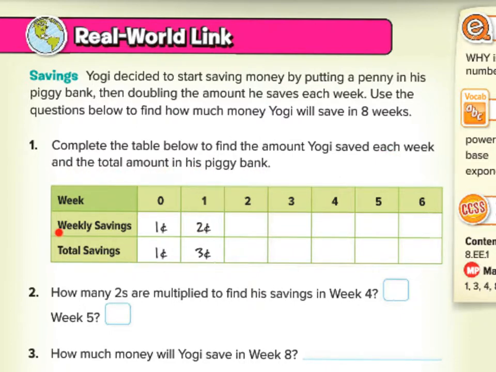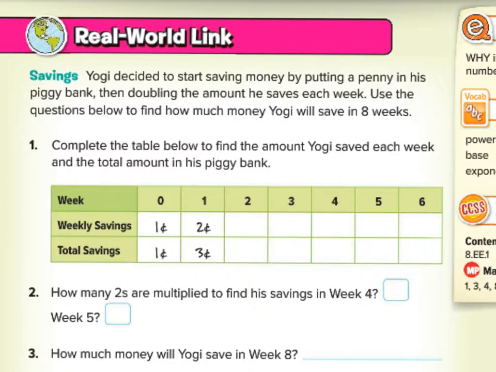So we have the weekly savings, and the total savings, right? So we have each week on the top and a running total along the bottom. In the first week, we have 1 cent. For the second week, that amount doubles, as it says here, then doubling the amount he saves each week. So if it's been doubled here, it will be doubled again, correct? And then doubled again.